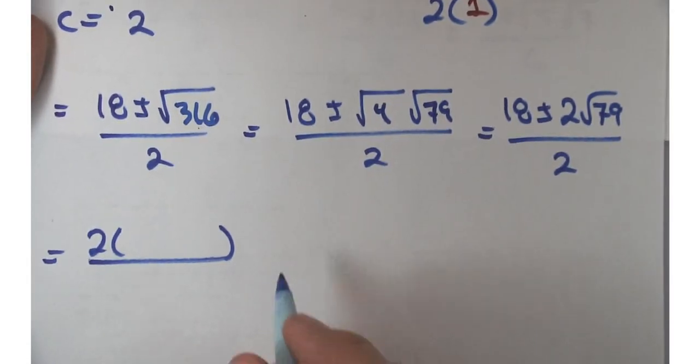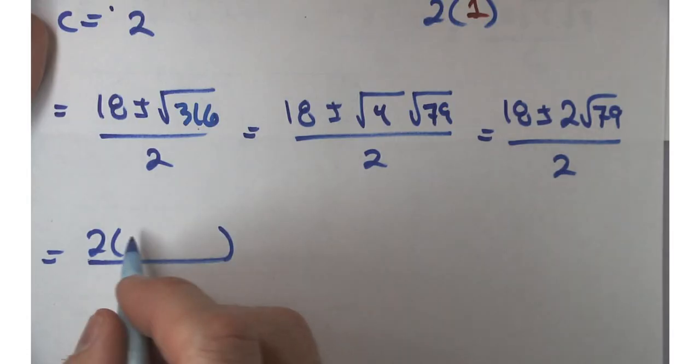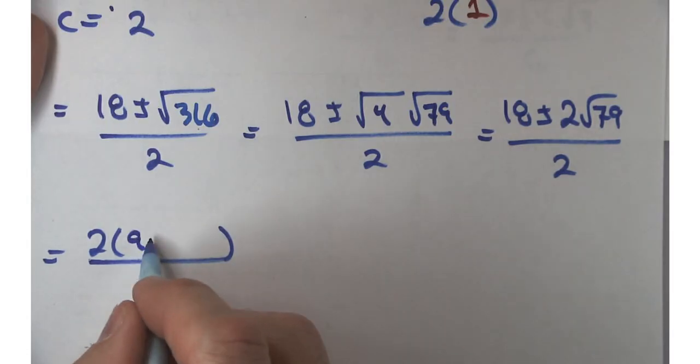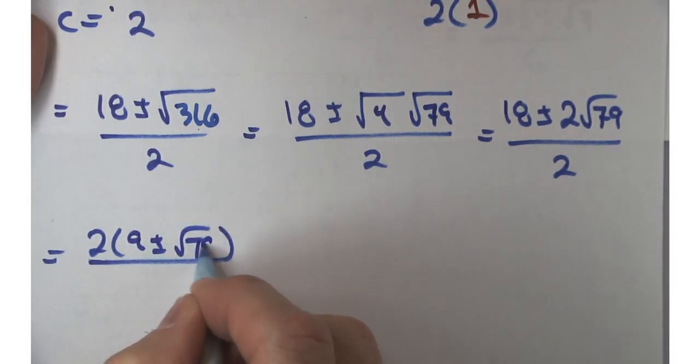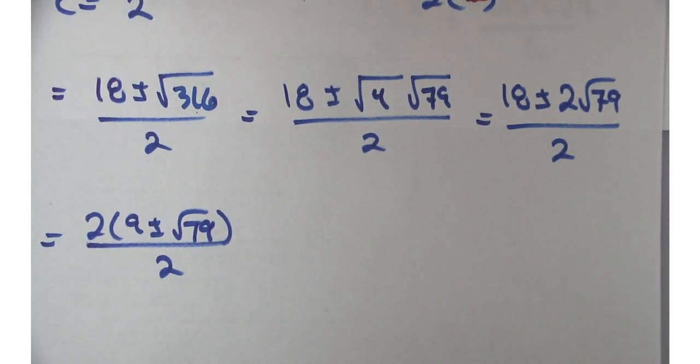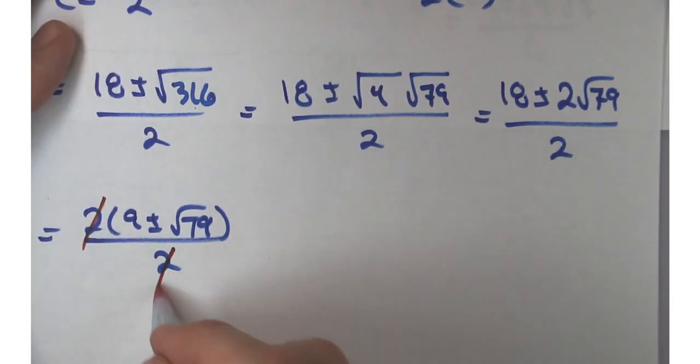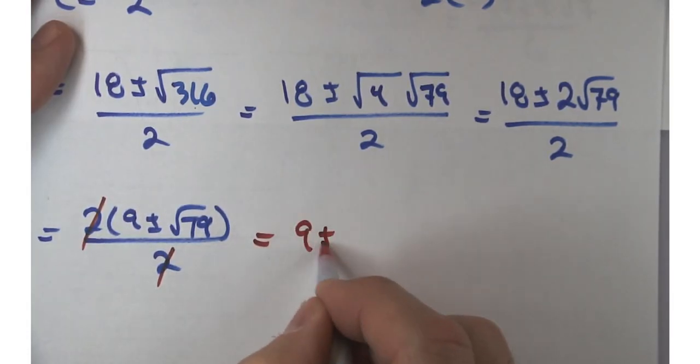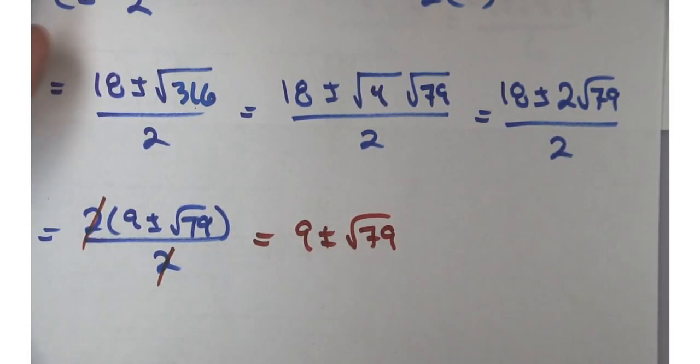Kez, if I take out a 2 from both of these, what's that leave behind? Perfect. Thank you, gentlemen. And now that I got that over 2, guess what? Those 2's cancel. 9 plus or minus the square root of 79. So it's the same thing as we got when we started out.